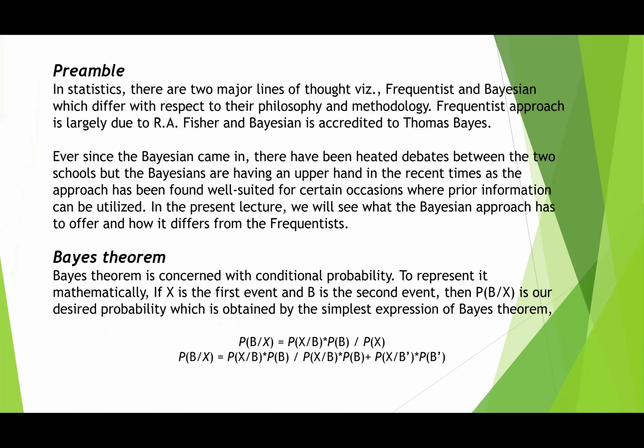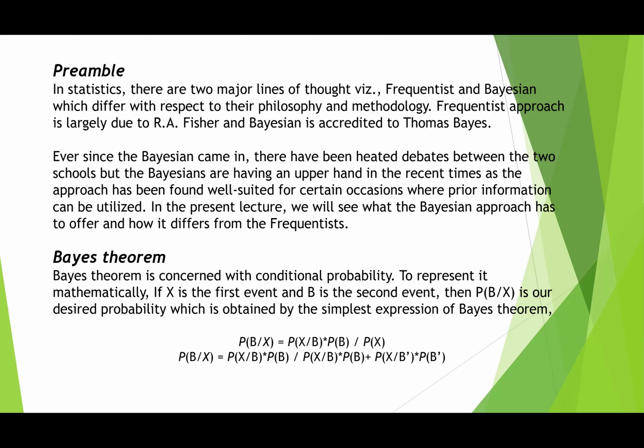In statistics, there are two major lines of thought, namely frequentist and Bayesian, which differ with respect to their philosophy and methodology. The frequentist approach is largely due to R.A. Fisher, and Bayesian is accredited to Thomas Bayes. Ever since Bayesian came in, there have been heated debates between the two schools, but the Bayesians have the upper hand in recent times, as the approach has been found well suited for certain occasions where prior information can be utilized. In the present lecture, we will see what the Bayesian approach has to offer and how it differs from the frequentist.